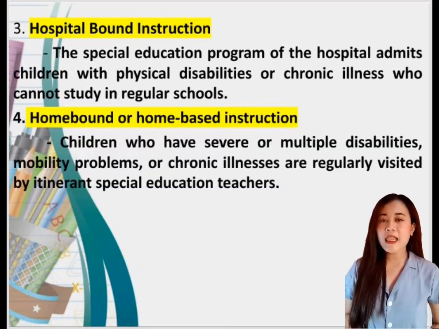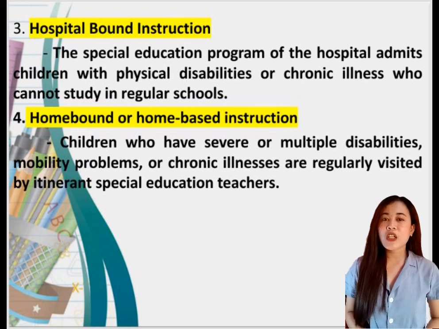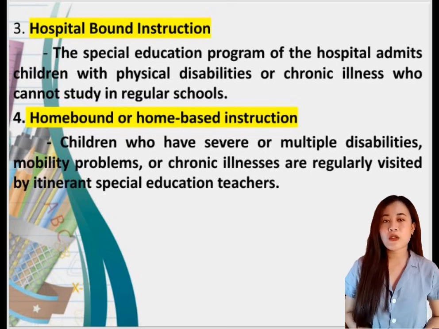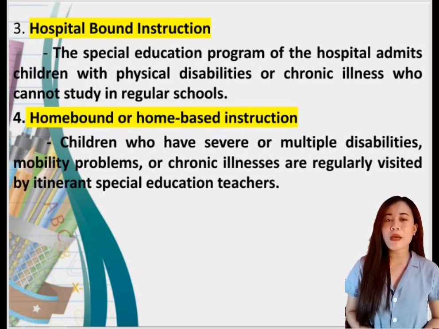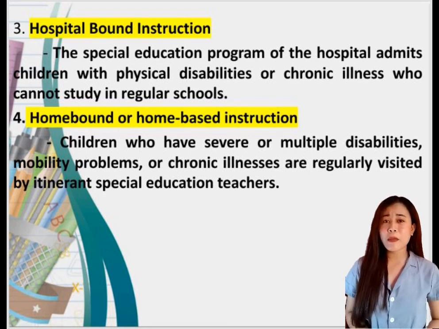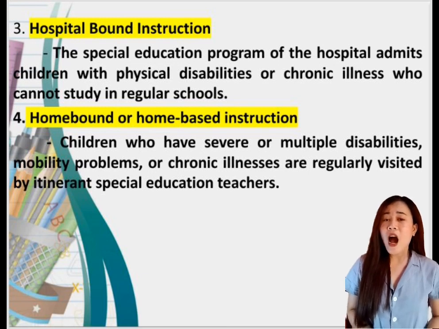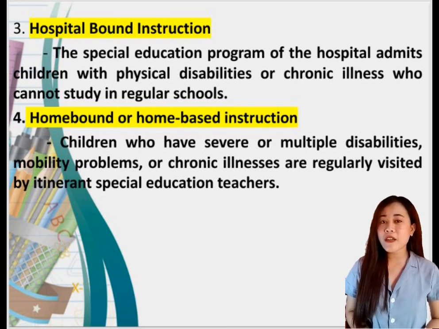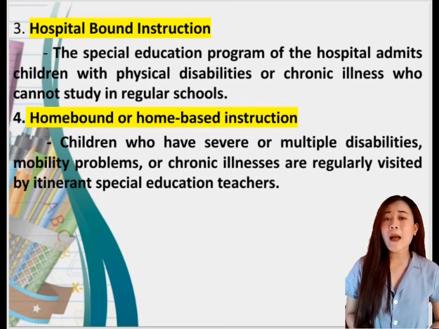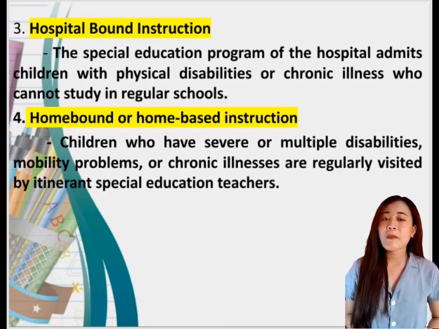Third, hospital-bound instruction. In this special education program, the hospital admits children with physical disabilities or chronic illnesses who cannot study in a regular school. And lastly, homebound or home-based instruction. Children who have severe or multiple disabilities, mobility problems, or chronic illnesses are regularly visited by an itinerant education teacher. Meaning, children with serious illness or disability are regularly visited by teachers for special education. This is a great help to a child's learning.